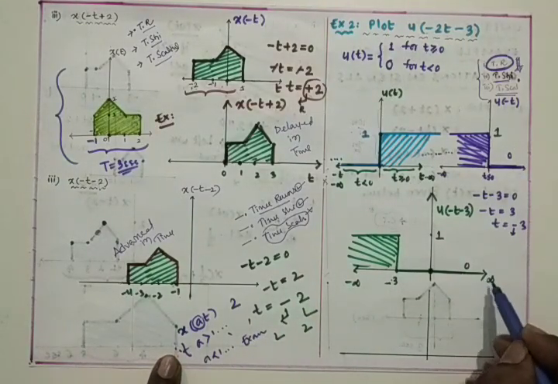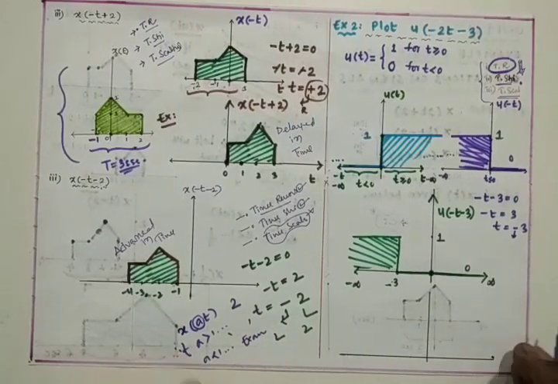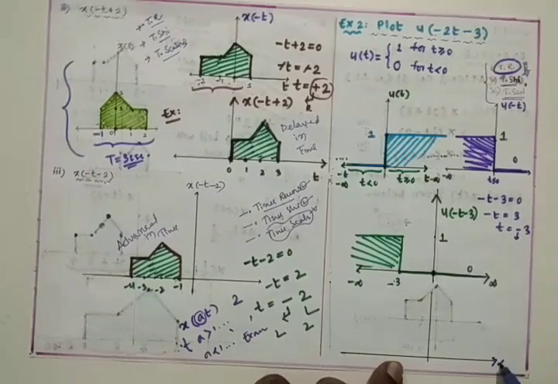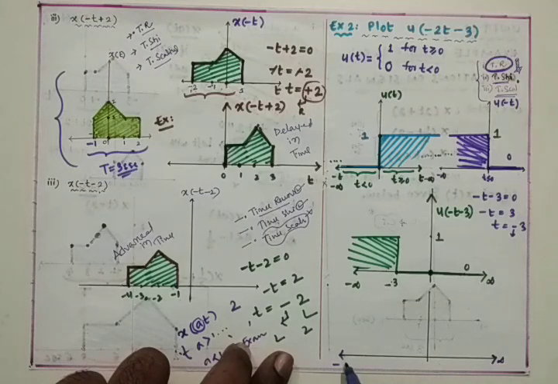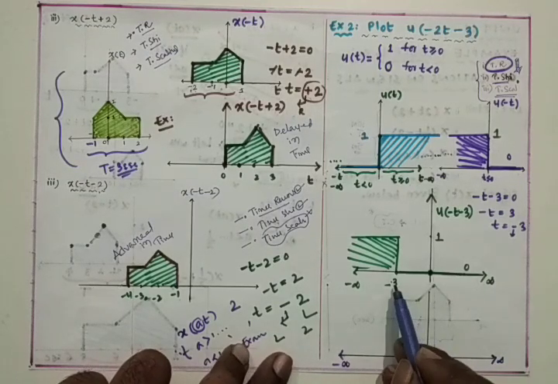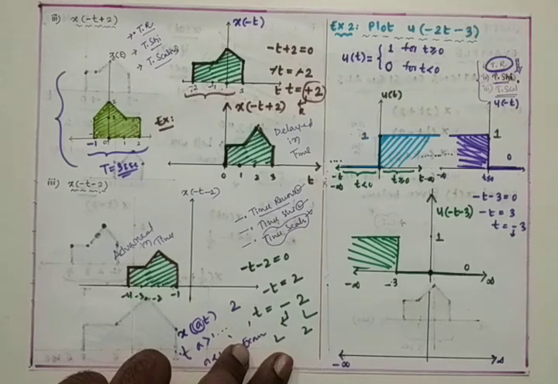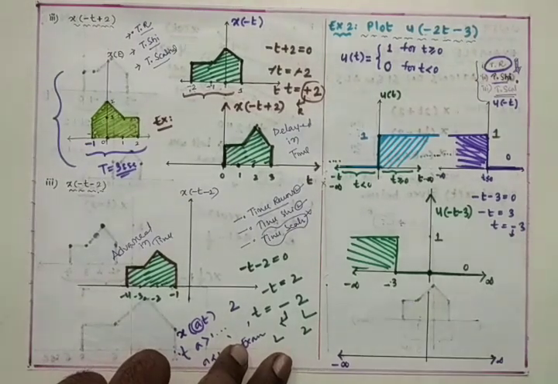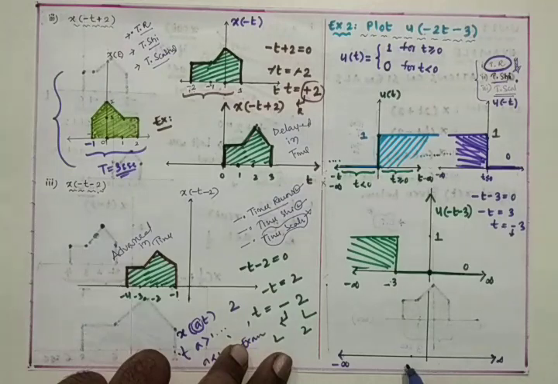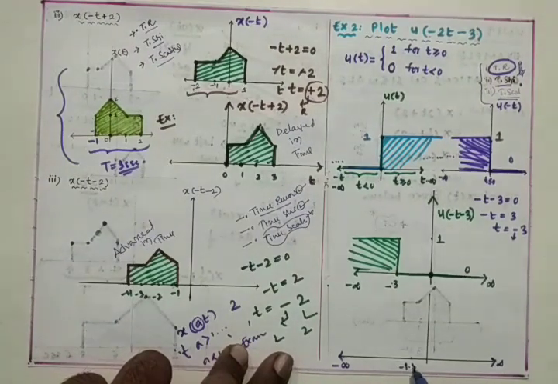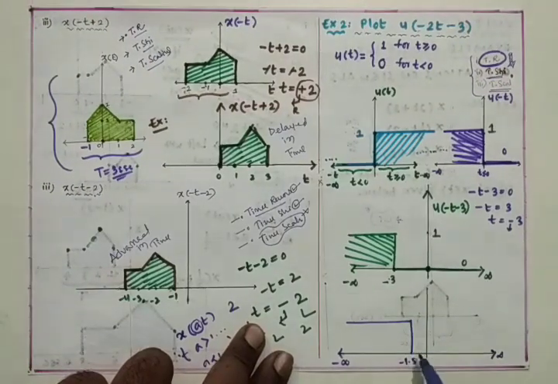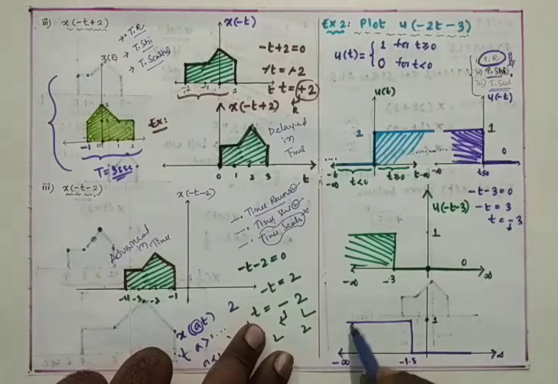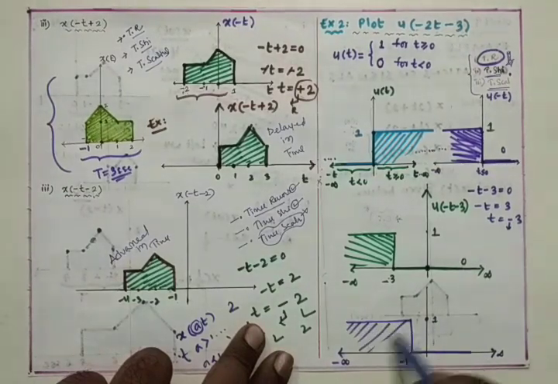That means infinity divided by 2 will be infinity only. Here the minus infinity is there; divided by 2, again it is minus infinity only. Here we have minus 3. Minus 3 divided by 2 will be minus 1.5. So the signal will start from minus 1.5, and from here onward the signal amplitude is 1, and the remaining signal will be 0.